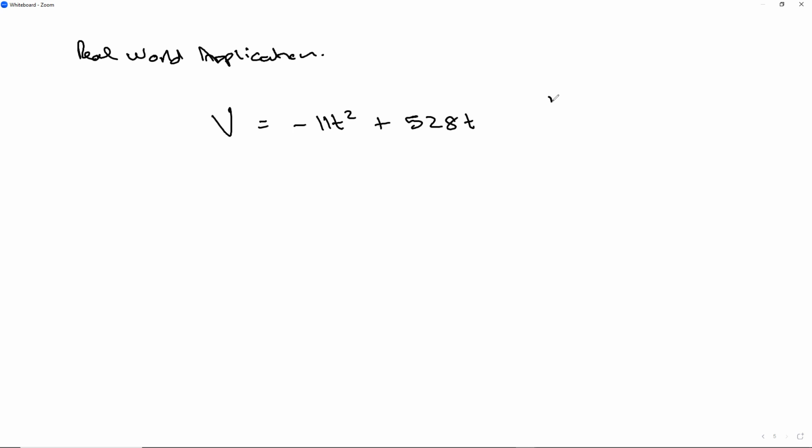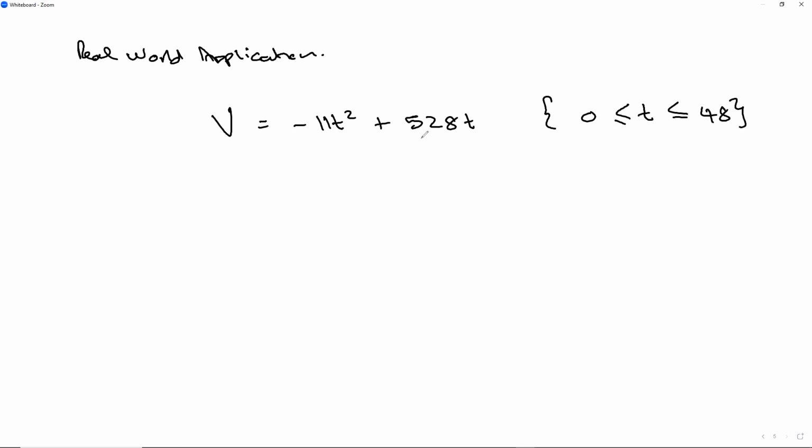Alright, so the next type of question, we basically have a realistic application of the question. Let's say the question says the number of viewers in a video game service is given by a function. This is your real world application kind of scenario. We've got the function v, which is equal to negative 11t squared plus 528t, with a restriction on t being greater than or equal to 0 and less than or equal to 48.